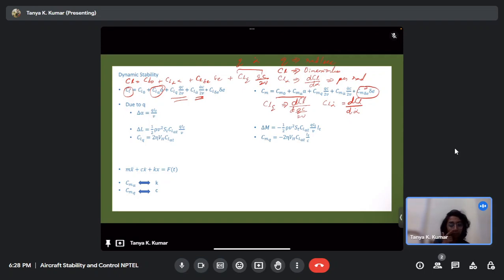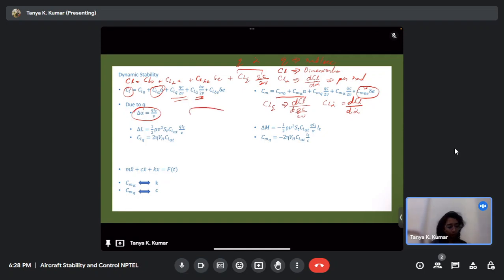You have CMQ and Cm alpha dot, which are defined in similar ways to CLQ and CL alpha dot. Now, due to this pitch rate Q, there is a change in angle of attack, delta alpha. So that is given here. If there is an increase of angle of attack at the tail, will the lift at the tail increase or decrease?